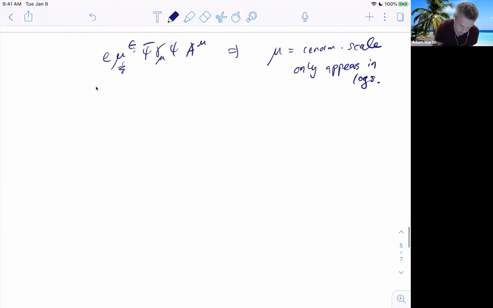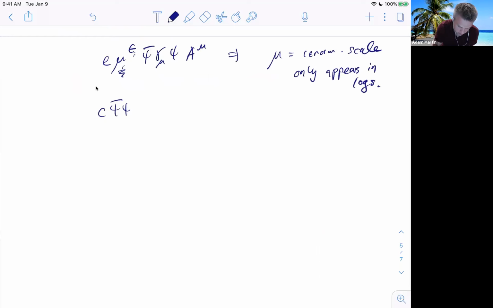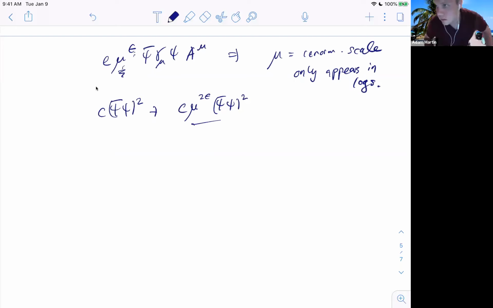Similarly, we had C (psi bar psi) squared. This is going to become C mu to the 2 epsilon (psi bar psi) squared. Should we do the same for the Wilson coefficient? Yes, absolutely, that's just what I did right there. This preserves the fact that C has dimensions of 1 over mass squared.